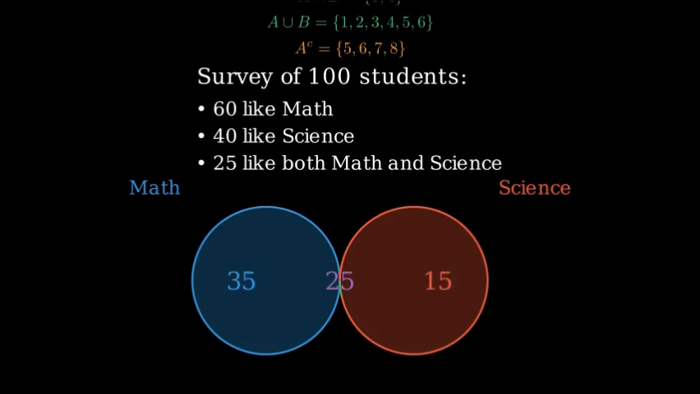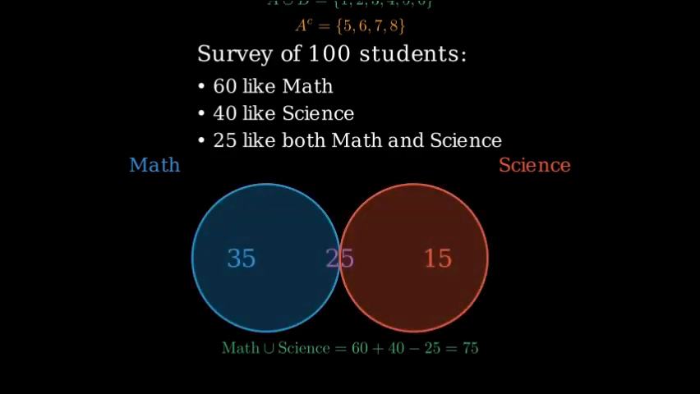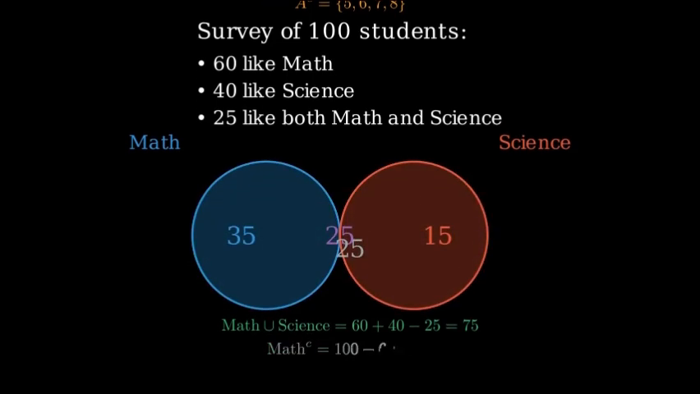The union is the total number of students who like either subject, which is 60 plus 40 minus 25 equals 75 students. The complement of students who like math would be those who don't like math, which is 100 minus 60 equals 40 students. In conclusion, we've learned about three fundamental set relations: intersection, union, and complement.